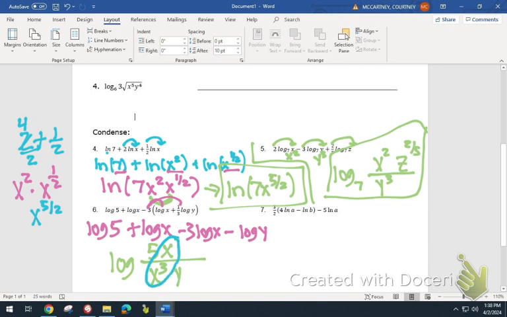5x squared. So it becomes log. The x squared goes on the bottom because the bottom's bigger. So x squared y, and then 5 goes in the top. That's your fully condensed.